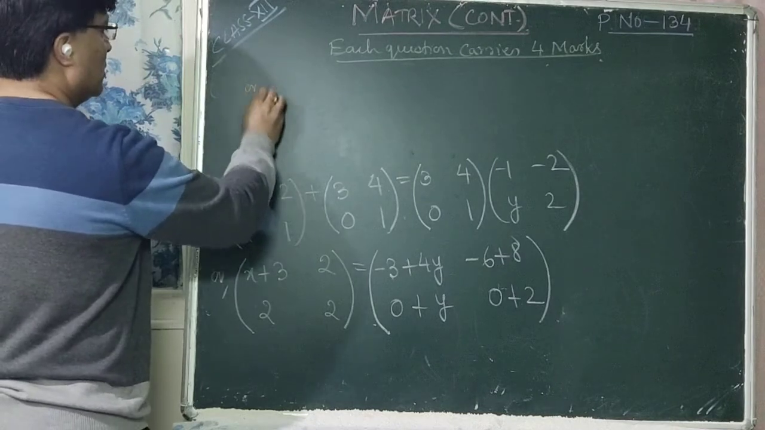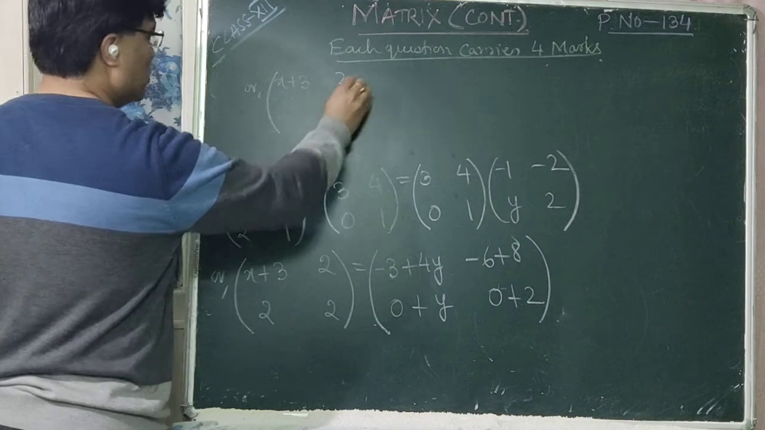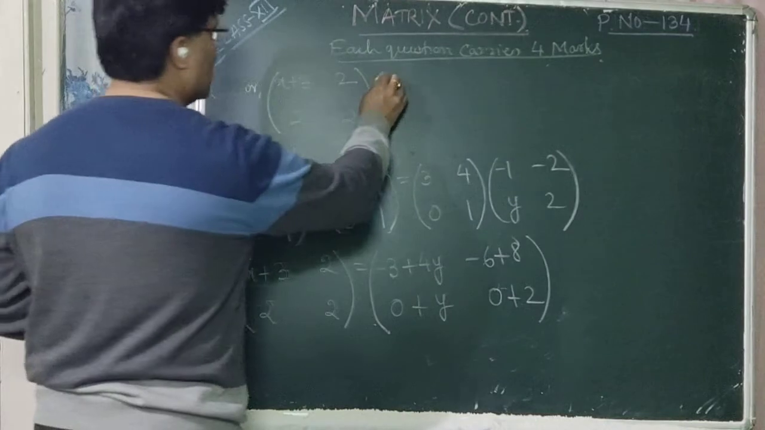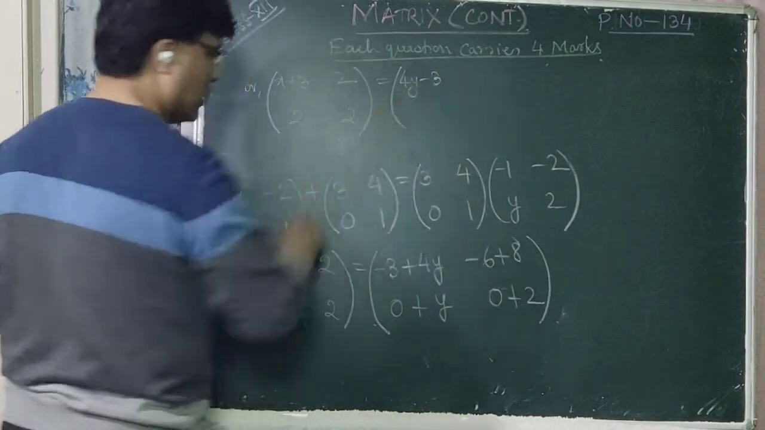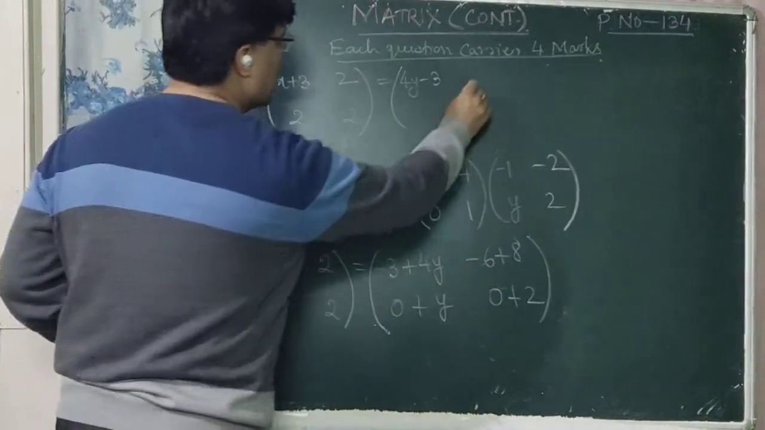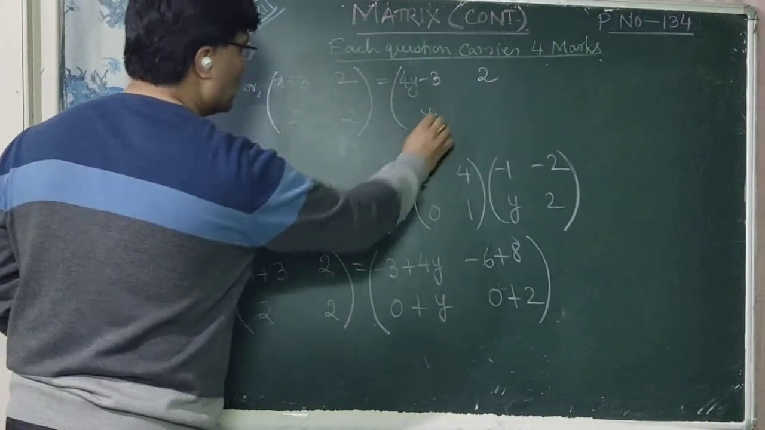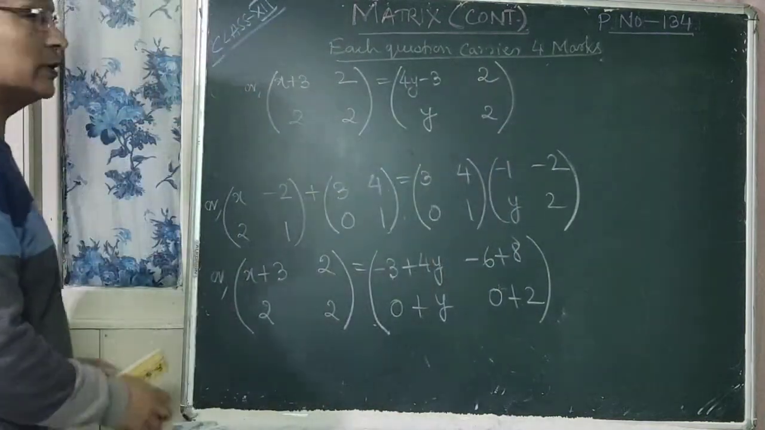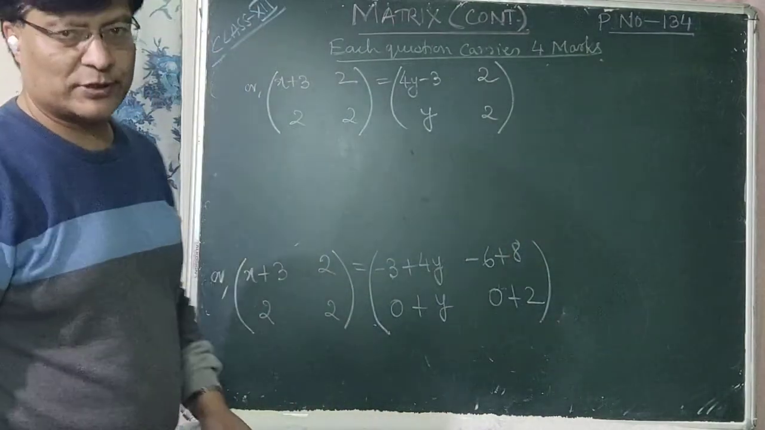So now this is your x plus 3, 2, 2, 2 is equal to, now here you can write 4y minus 3, then 8 minus 6. What is 8 minus 6? 2, 0 plus y is y, 0 plus 2 is 2. Okay. Now, these are the equality of two matrices.